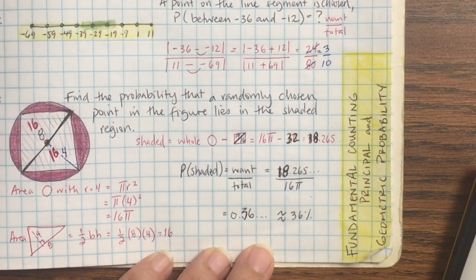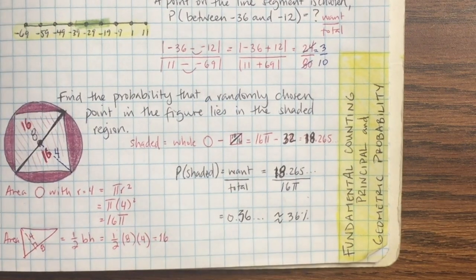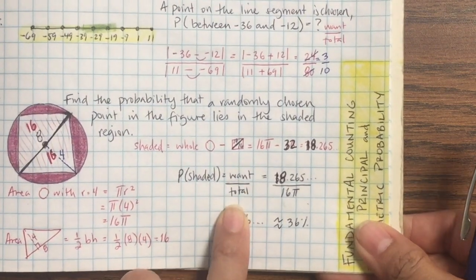And that's probably the hardest question that you're going to get in terms of probability. The big thing is just using what you know to find it. Probability is always 1 over total. Let's practice.